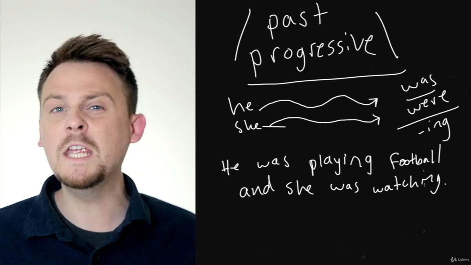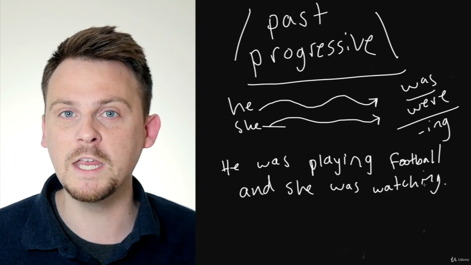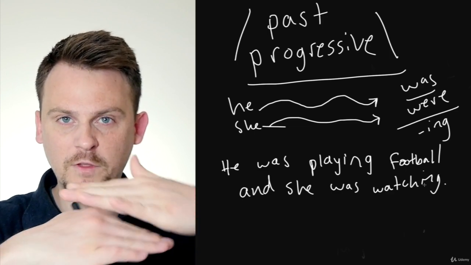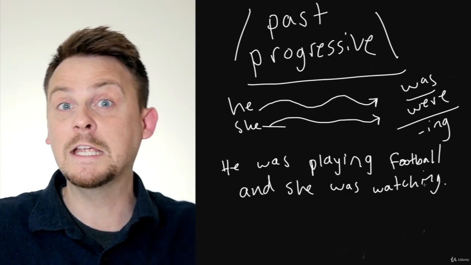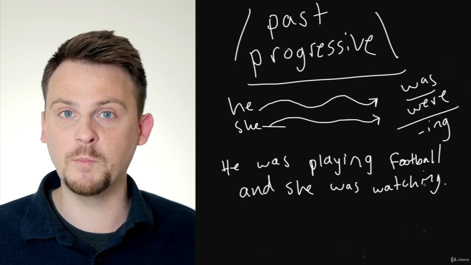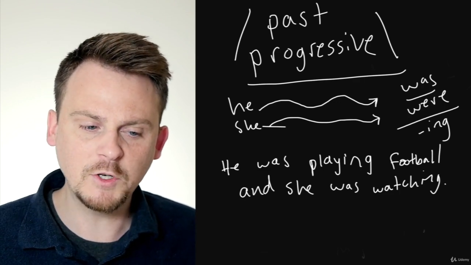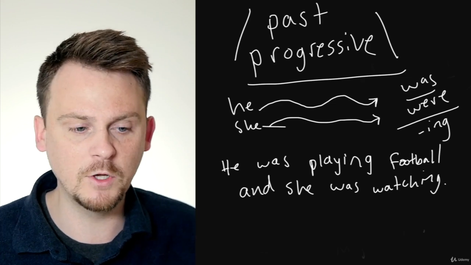If we use we, then we would say we were, right? He was playing football and we were watching. Two things going on at the same time. One action, this person, one action, she, or one action, we, okay? That one's pretty simple. The other one actually is a little bit more common. So let me erase this and then we'll look at the other one.